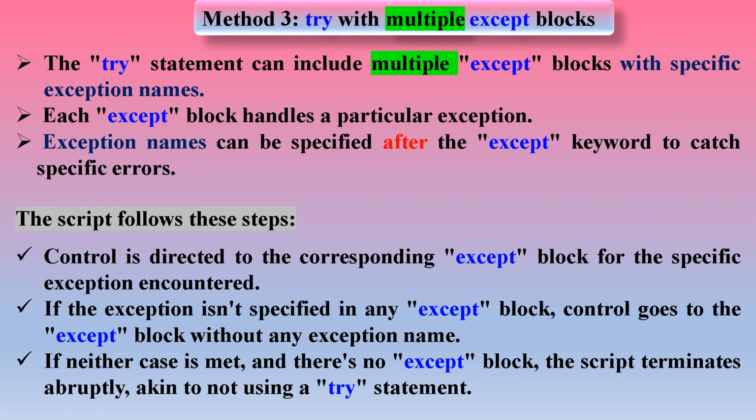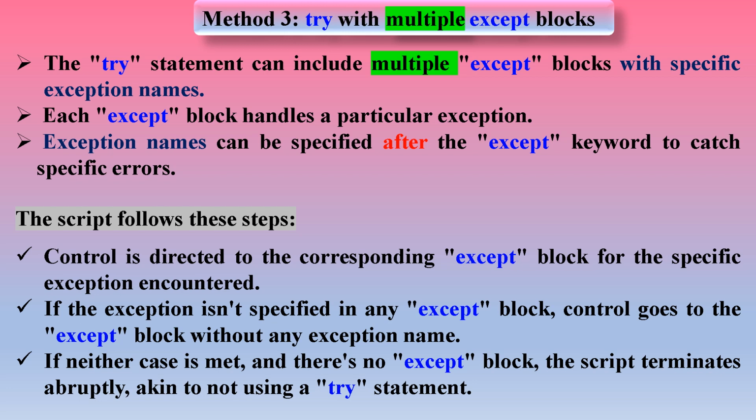Let's discuss method 3. Try with multiple except blocks. The try statement can include multiple except blocks with specific exception names. Each except block handles a particular exception. Exception names can be specified after the except keyword to catch specific errors.